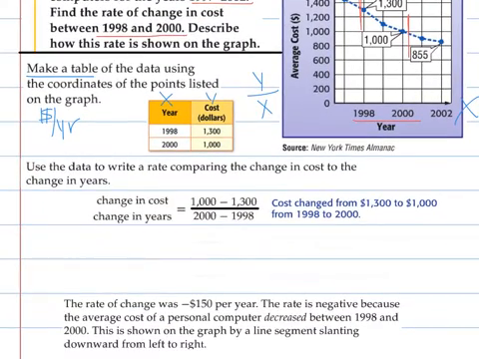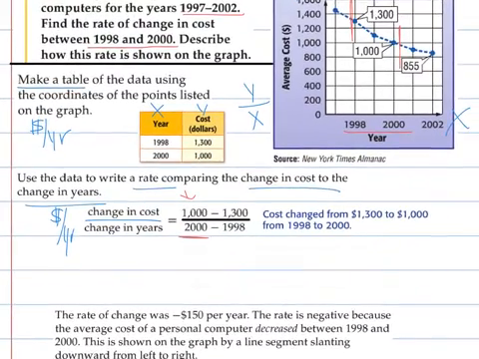So we're going to use the data to write a rate comparing the change in the cost to years. So like I just said, cost per year. Notice how 1,000 came first because that was most recent in 2000. Something you'll also notice is that these ordered pairs stayed together. Notice 1,000 is right above 2,000, and that stays there. 1,398, they should stay in order with each other.